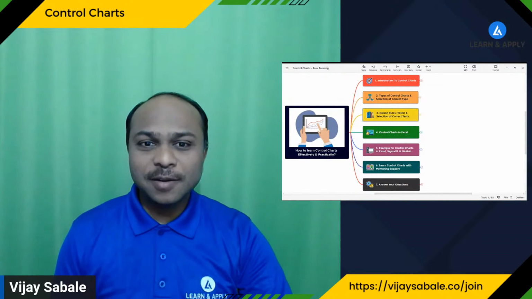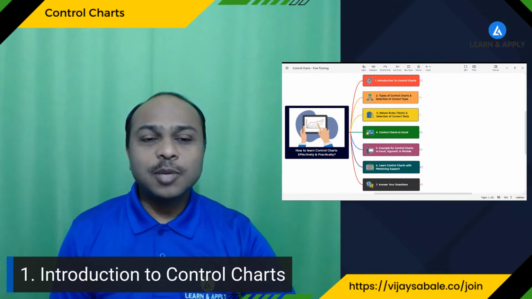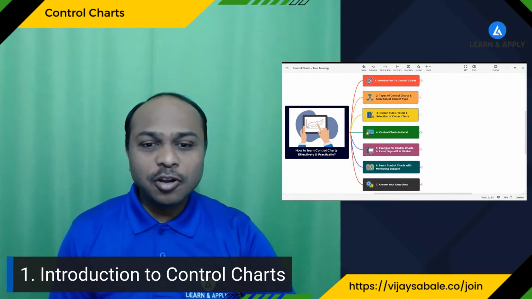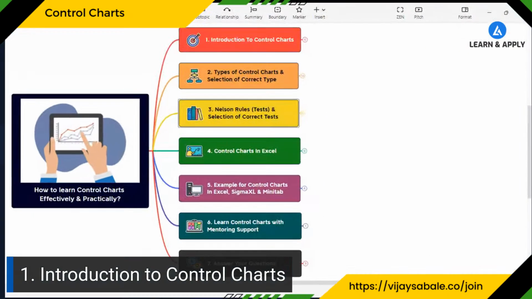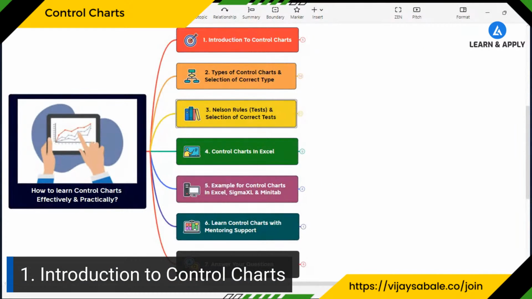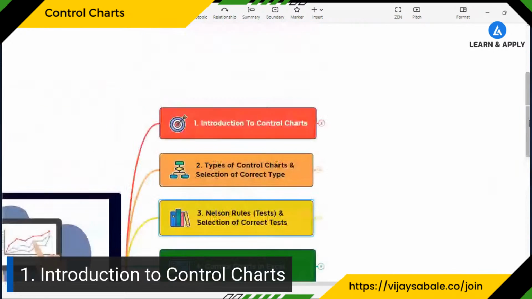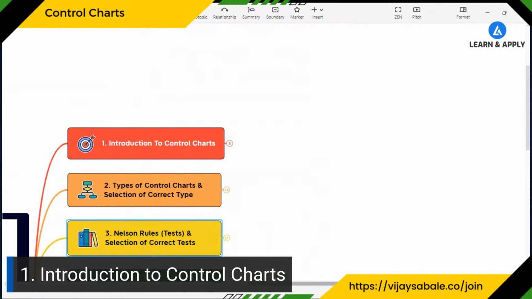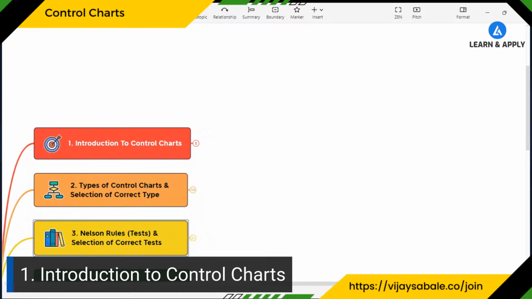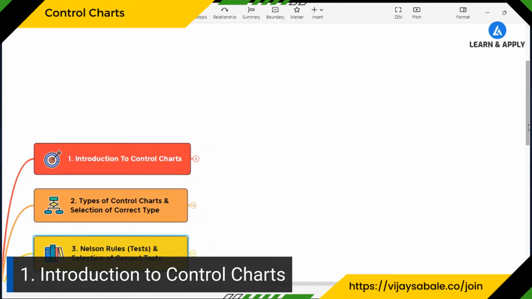So let me share my screen and let's start with the first important topic, which is introduction to control chart. Let's understand what a control chart is first. Can you see my screen? Today's topic is how to learn control charts effectively and practically, so that we are going to learn in detail. The first topic is introduction to control chart. What is a control chart?